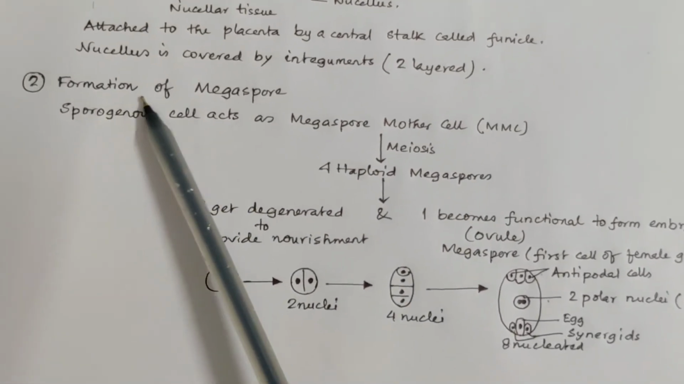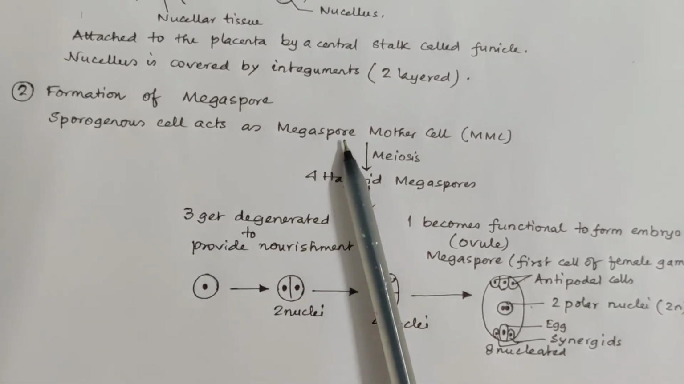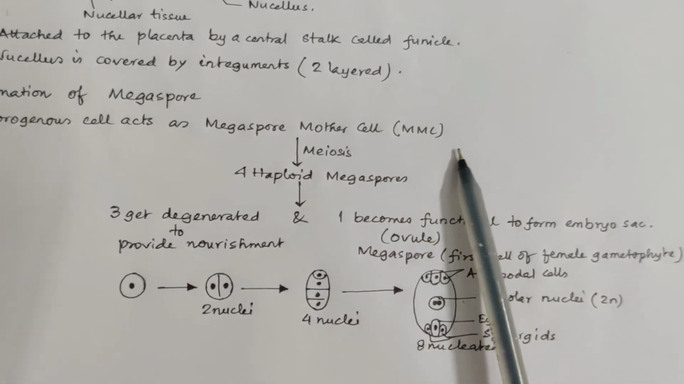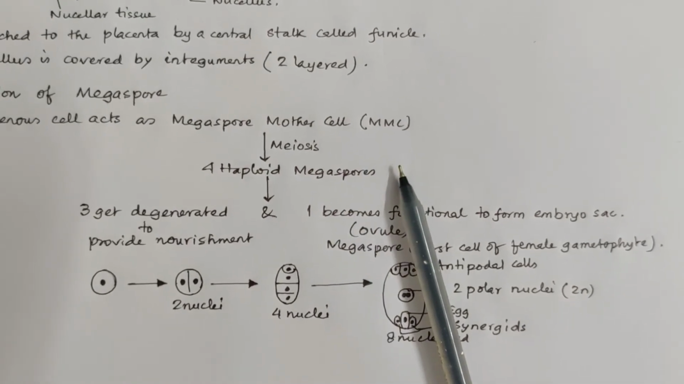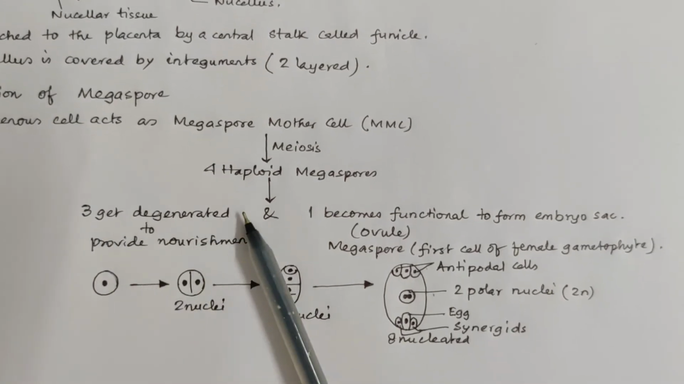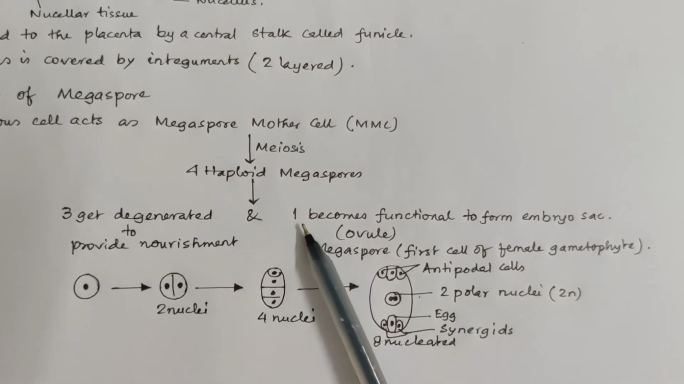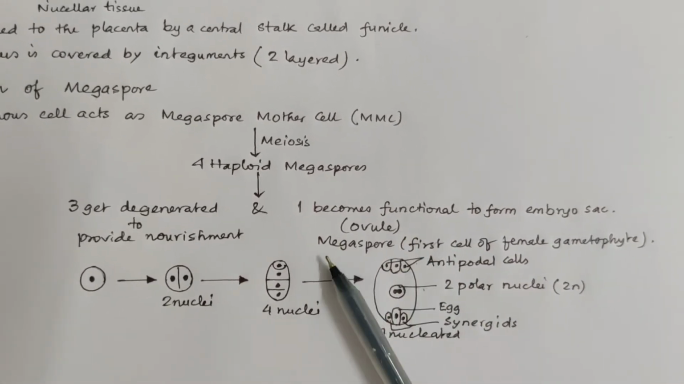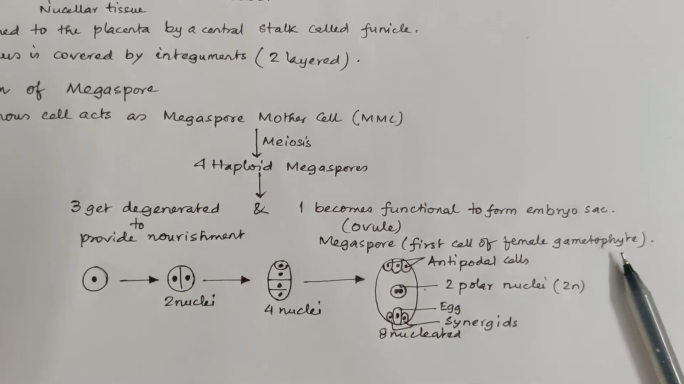Next is formation of megaspore. It comes from megaspore mother cell. The sporogenous cell acts as megaspore mother cell MMC, which undergoes meiosis to form 4 haploid megaspores. Out of these 4, 3 of them get degenerated to provide more nourishment to the developing ovule, and 1 becomes functional to form the embryo sac within the ovule.